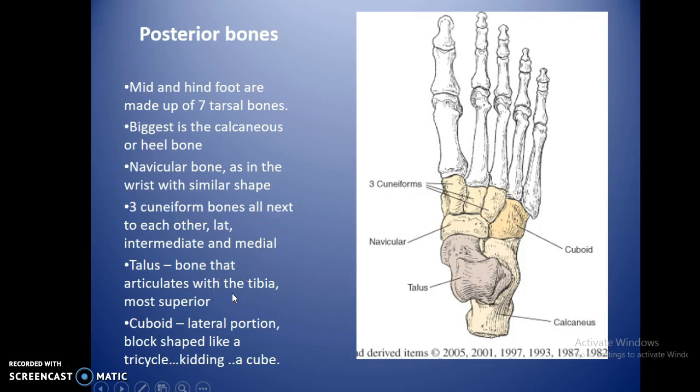Talus, this is the bone that articulates with the tibia. This is going to be the most superior bone here. It's a little bit different shape than everything else. And then the cuboid is going to be a lateral portion. It's going to be shaped just like a cube, going to the outside here, just proximal to the base of the 5th metatarsal.